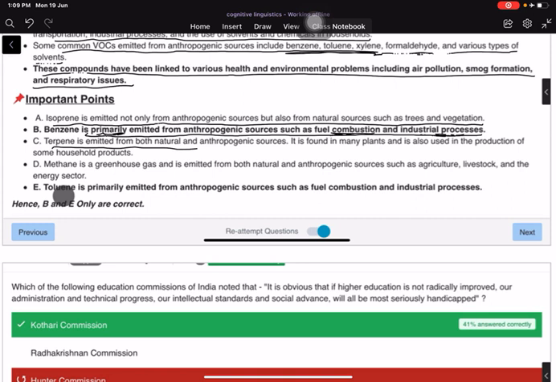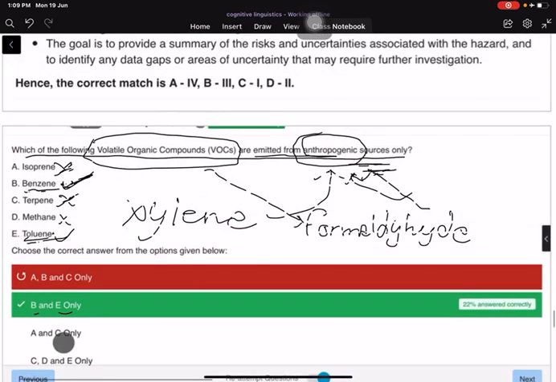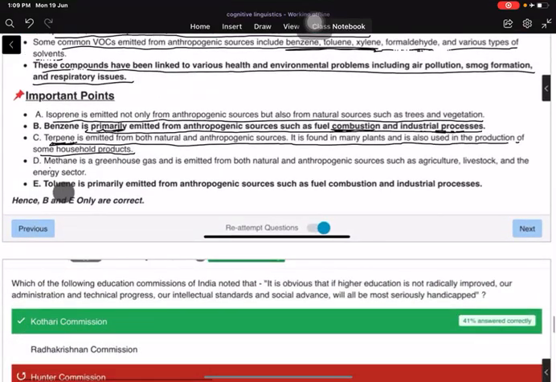Terpene is emitted from both natural and anthropogenic sources. It is found in many plants and is also used in the production of some household products. So terpene is produced from both sources, natural and anthropogenic. And then you have methane, which is a greenhouse gas and is emitted from both natural and anthropogenic sources such as agriculture, livestock, and the energy sector.